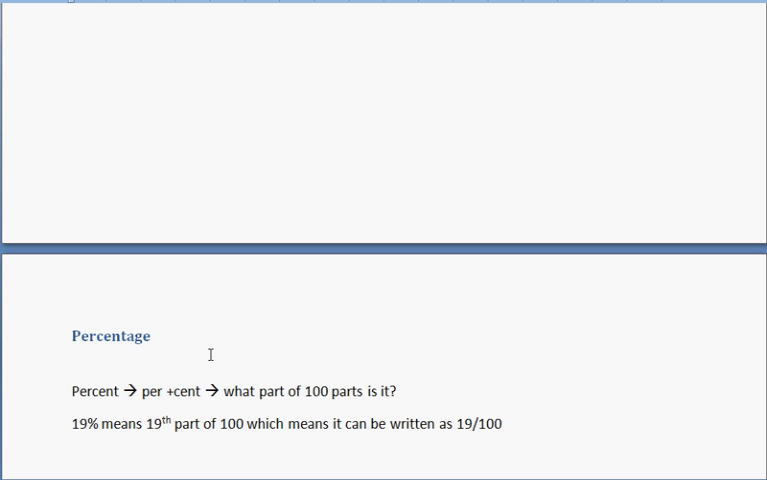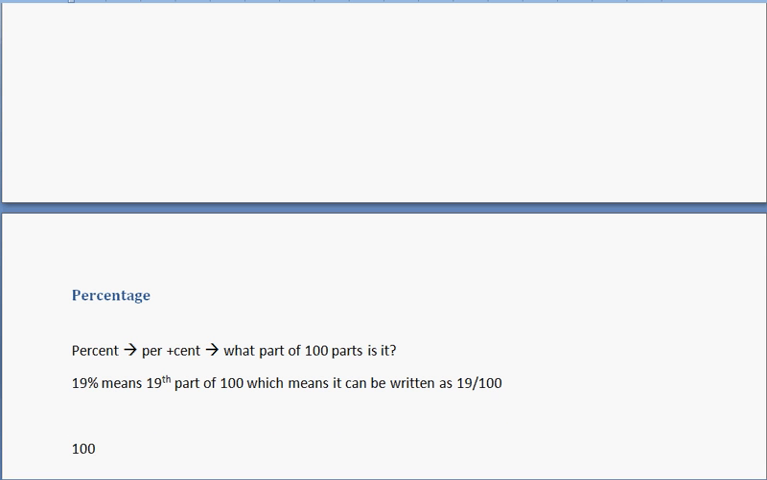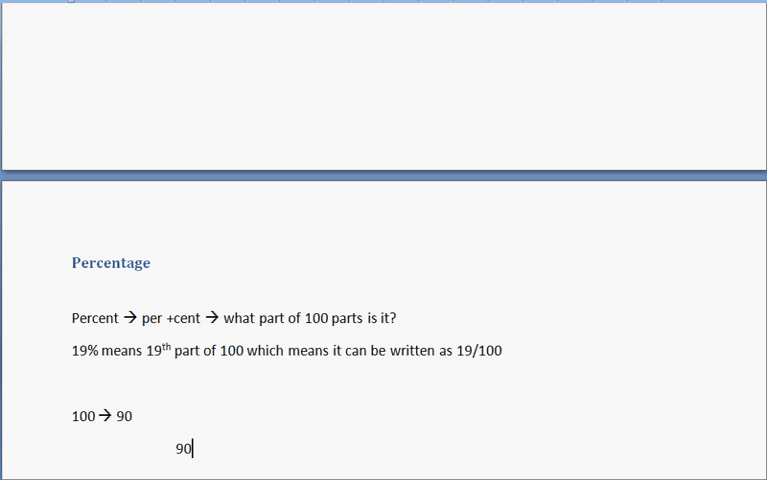This means if we have 100 parts, what part are we talking about, right? For example, 19%. We have all heard 19% as a term. What does this mean? This means that if we have 100 parts of something, we are talking about 19 parts, right? For example, when we say we get 90% marks, this means that if our maximum marks were 100, we got 90 out of that, right? So we write 90%.